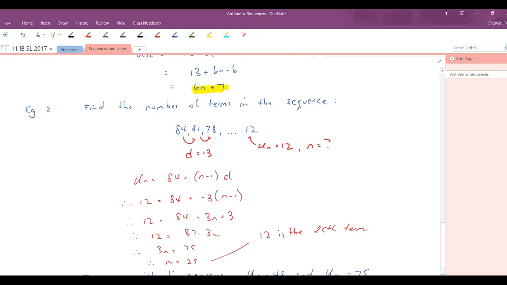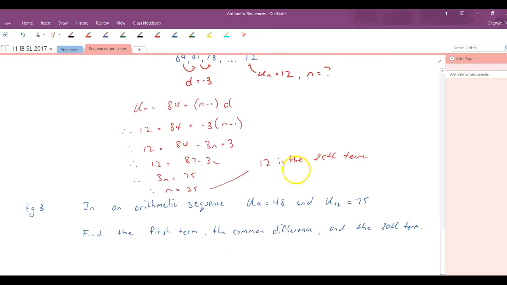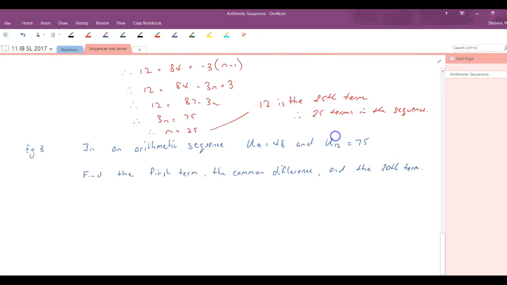Okay, we got there fast, didn't we? Number of terms in this sequence. So therefore, there are 25 terms in the sequence. Just answering the question quite specifically, which is always very important.